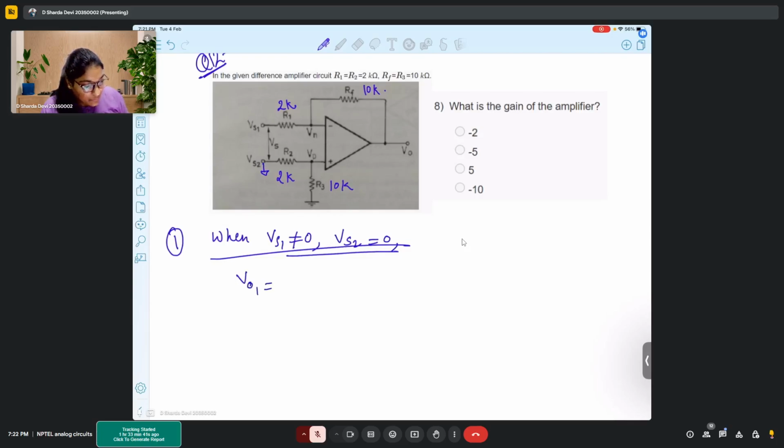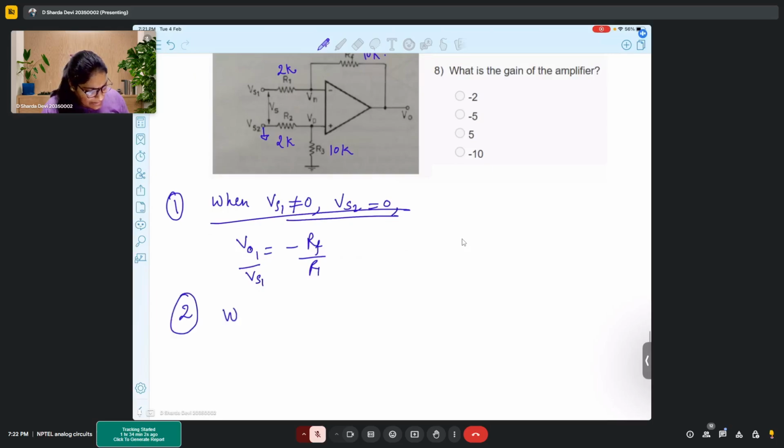So V01 will be how much? Minus Rf by R1. What we need to find is the gain, right? V0 by Vs1. So minus Rf by R1 is the gain. Now, in the second case, when Vs1 is equal to 0 and Vs2 is not equal to 0. Or I can write it like V01 equal to minus Rf by R1 into Vs1.